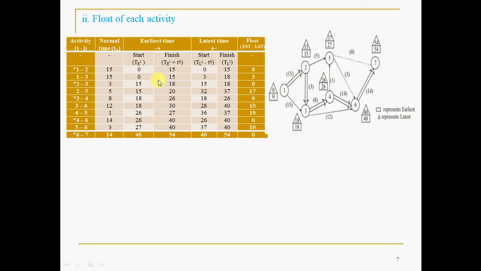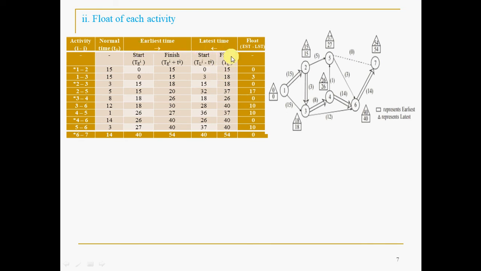The square box values you will get here. So ith means 0. If you take 1 to 2, this is i, this is j. It is almost self-explanatory. If you take the last node, for example 6 to 7, the value at 6 is 40, and Tij is given, 40 plus 14 is 54. So this arrow shows forward; this is backward. This is called the forward pass, and this is the backward pass.